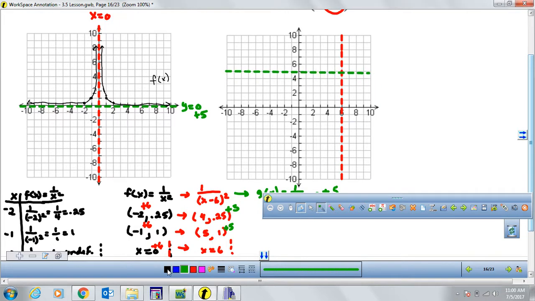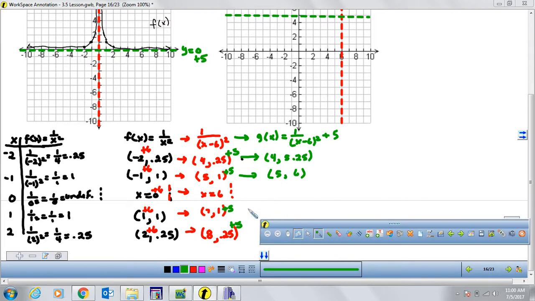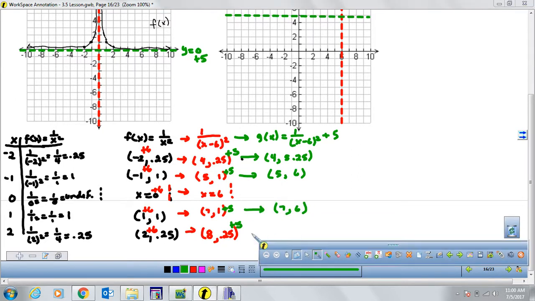Now let's go ahead and get the points first so we can sketch it. So this first point right here is going to give us 4, 5.25. The next one is going to be 5, 6. Then the vertical asymptote stays the same. Then 7, 6, and the last one is going to be 8, 5.25.